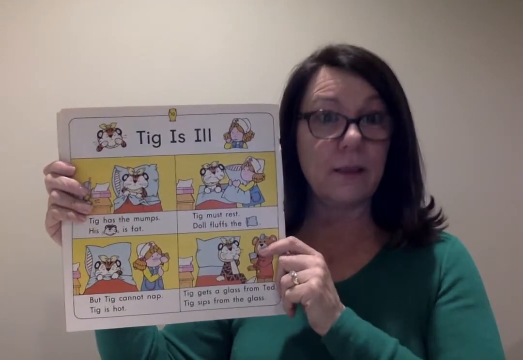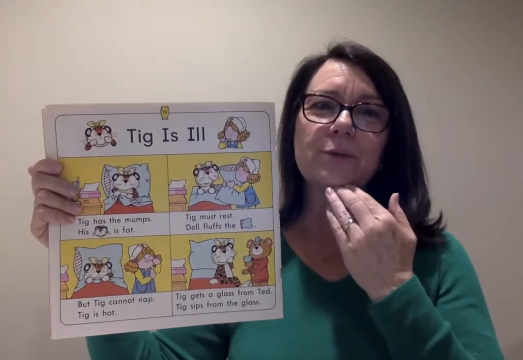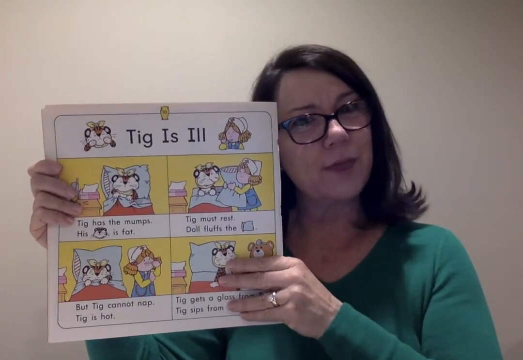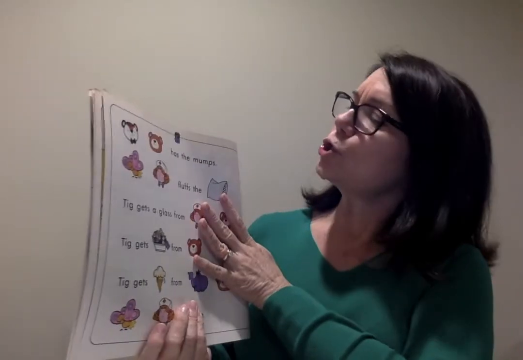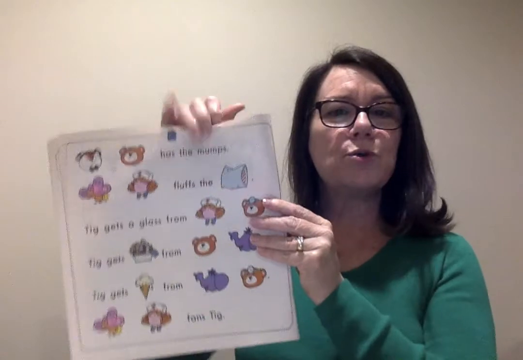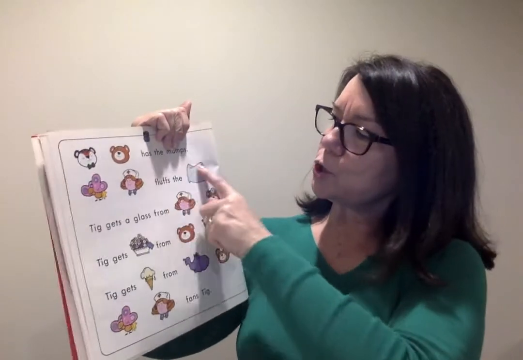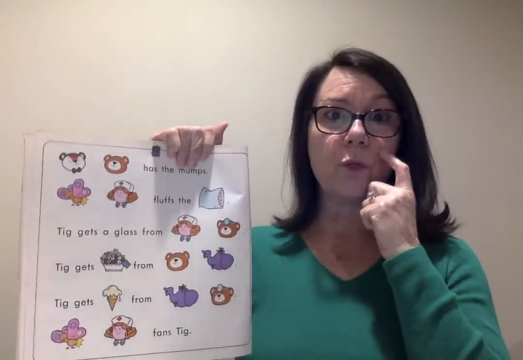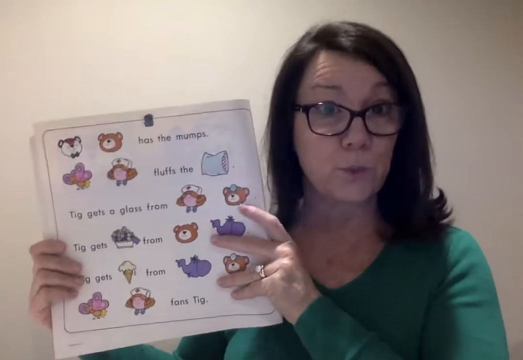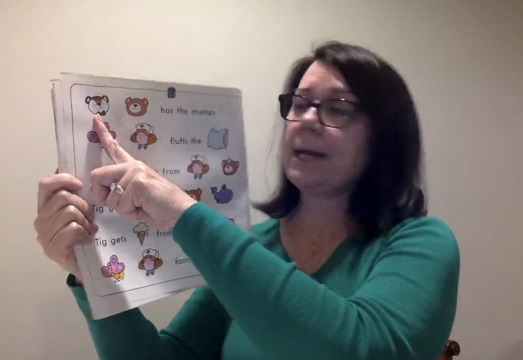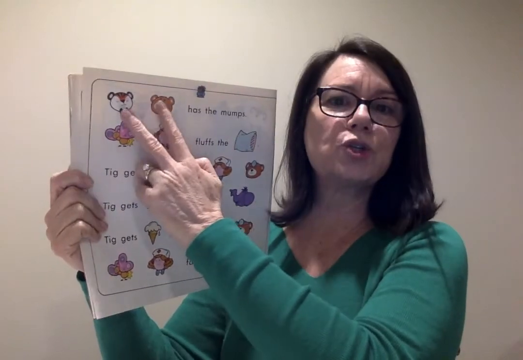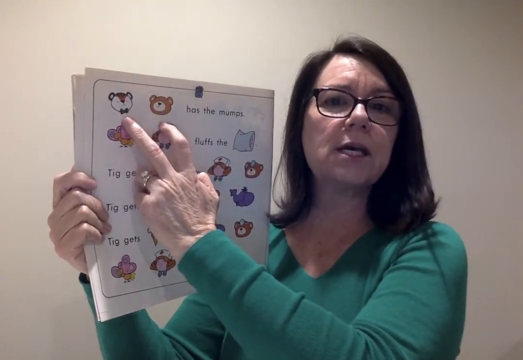So you'll read tonight, Tig is Ill. I want you to read this story multiple times until you can read it with ease. And then you're going to turn over to page 12. You have some sentences to read, and you're going to circle the correct answer. Let's do the first one together. So the first one, I see a picture of Tig and a picture of Ted. So our choices are either Tig or Ted.